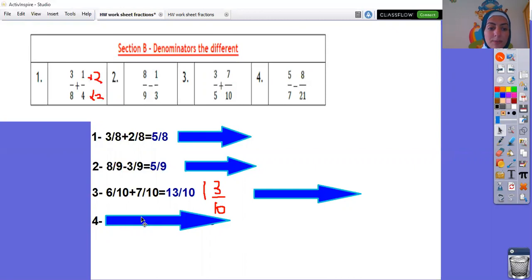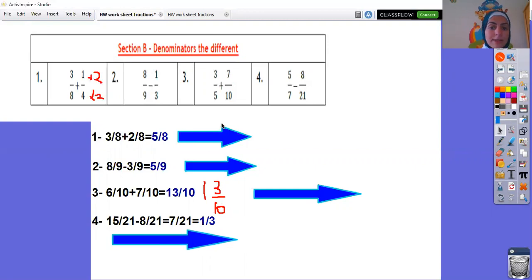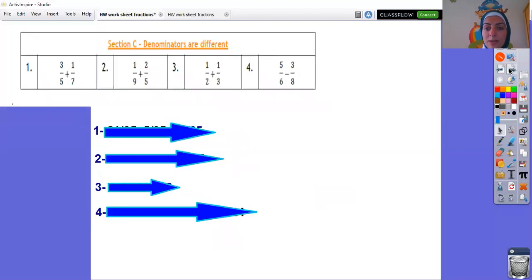In question number 4, you have 5/7 minus 8/21. Again, common denominator. I will multiply by 3 up and down. It will be 15/21 minus 8/21. Then I'm going to subtract them, and the answer is 7/21. And here the 7/21, you have to simplify it. I'll divide by 7 up and down. It will be 1/3.